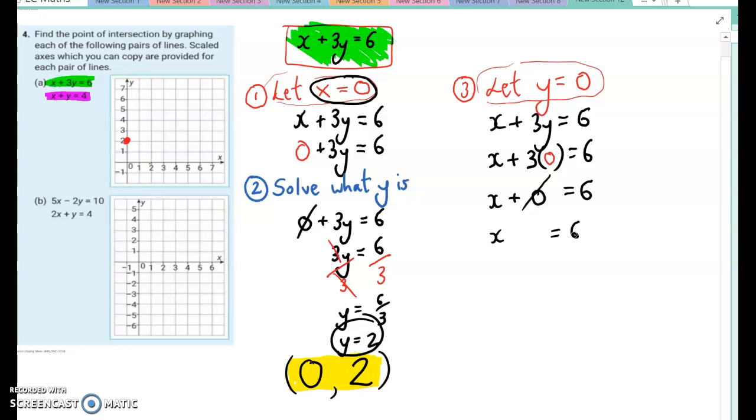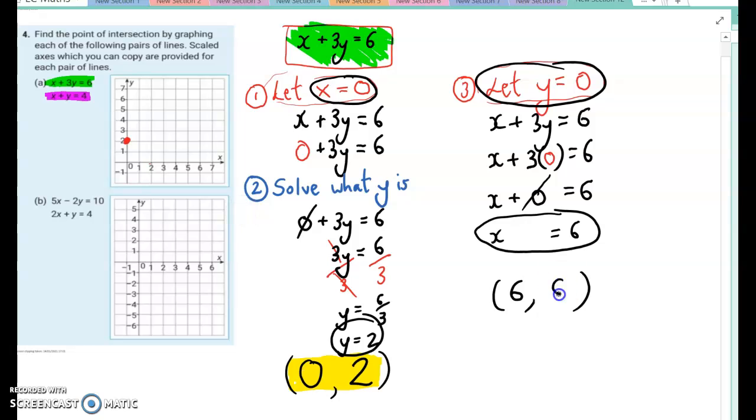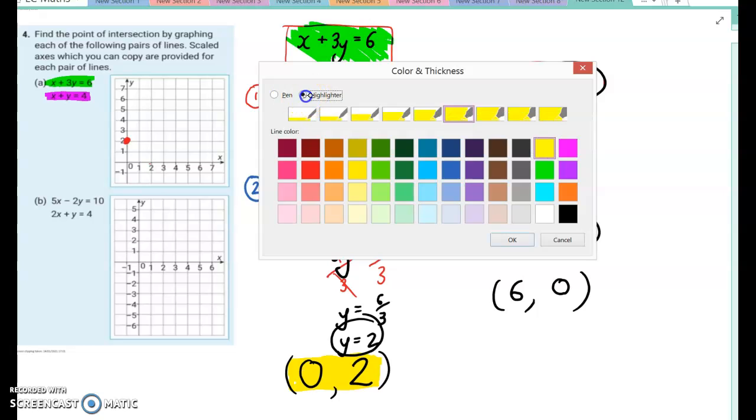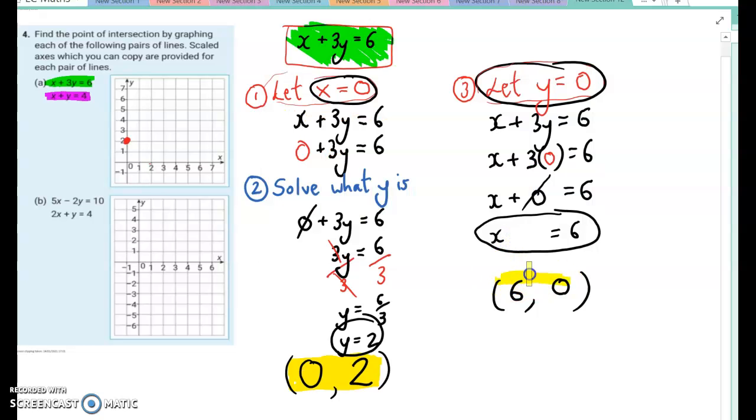So now I have another coordinate. My x coordinate is 6, and remember the x coordinate always comes first. So 6. And my y coordinate is 0. 6, 0. So there's my second point. 6, 0. So I go over to my little xy axis and I find where 6, 0 is. Well, 6 on the x-axis and 0 on the y-axis is here. So 6, 0 is right there. So now I have my line.